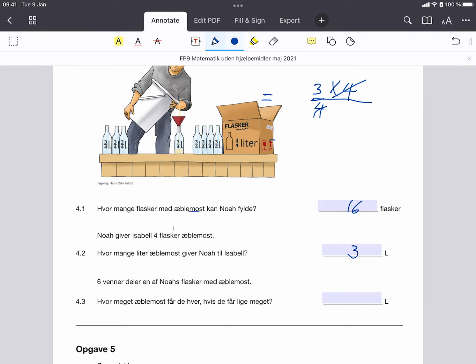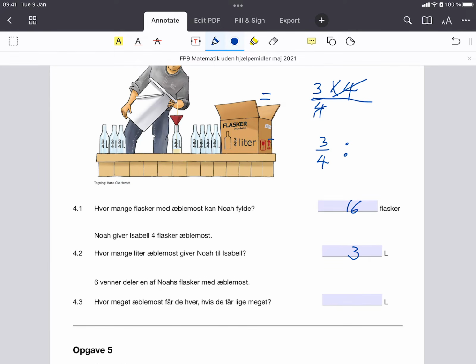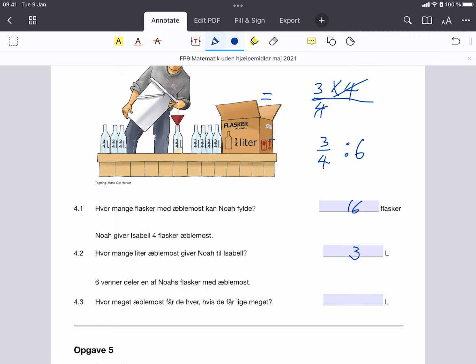Next one. 6 friends share one of Noah's bottles of cloudy apple juice. How much do they each get if they each get as much as each other? If they each get equally much. Okay, so you've got 3/4 of a litre, which is one of the bottles, and you're dividing that by, let's use the 2 dots for divide, and you're dividing that by 6 people. So you've got to do 3/4 divided by 6.